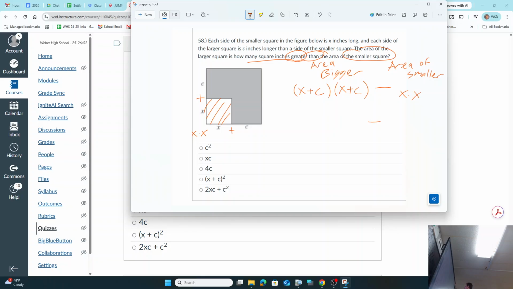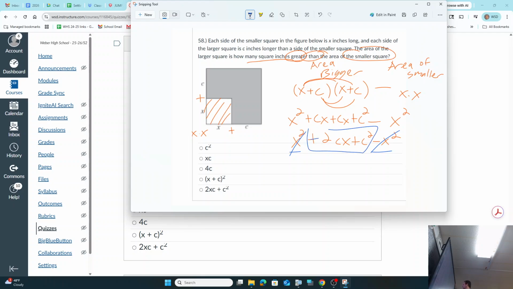And so x times x is x squared. X times c is cx. C times x is cx. C times c is c squared. So that's x squared plus 2cx plus c squared minus x squared. Then those are going to cancel. So this x squared and this x squared cancel. So then we're just left with 2cx plus c squared as our answer.